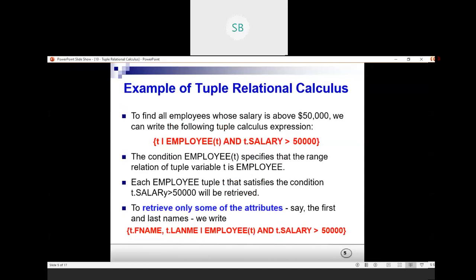We had an example. If we want to find all employees whose salary is above $50,000, we can write the following calculus. That means we have a tuple t that belongs to the employee table, and t.salary is greater than 50,000. And if we want to retrieve only particular attributes, in this case the first name and the last name, then we write t.fname, t.lname, for the employee t whose salary is greater than 50,000.